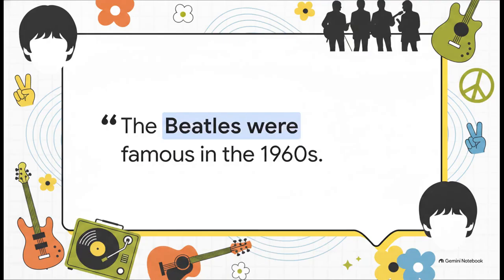Listen to this sentence right from our source material. The Beatles were famous in the 1960s. Just by swapping out one single word from the present tense to the past, we instantly transport whoever is listening back half a century. We aren't talking about today anymore. We're firmly anchored in a totally different era. And that is the true power of mastering the past tense of to be. It's basically your grammatical passport to the past.